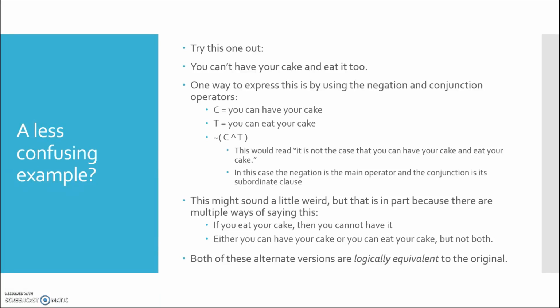In this case, the negation is the main operator and the conjunction is its subordinate clause. This might sound a little weird, the whole it is not the case that you can have your cake and eat your cake, but that's in part because there are multiple ways of saying this concept. For example, if you eat your cake, then you can't have it. Or either you can have your cake or you can eat your cake, but not both. Both of these alternative versions are logically equivalent to the original.